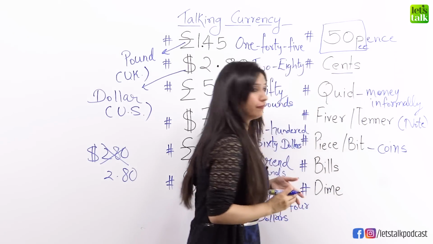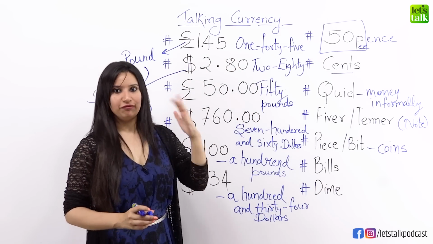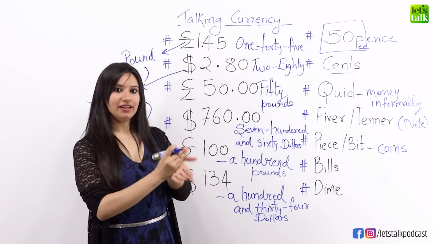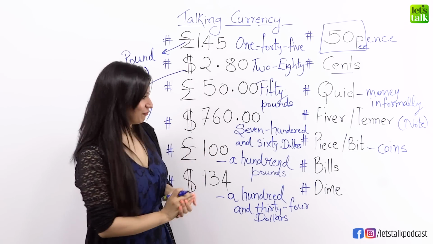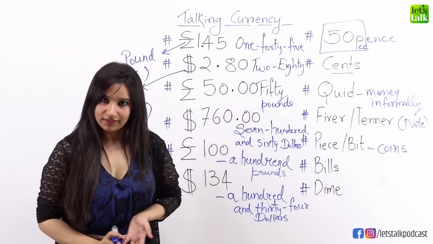What would you get for 5.5 bits? So this would mean 5.5 bits, which means 5 pounds and 5 pence. Right. So now we have the next one, which is called bills.